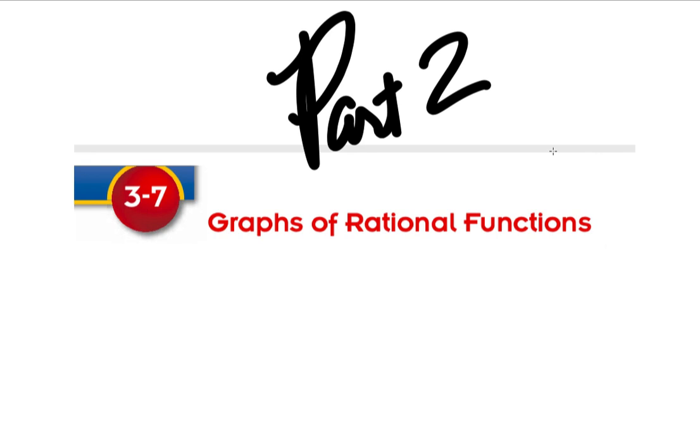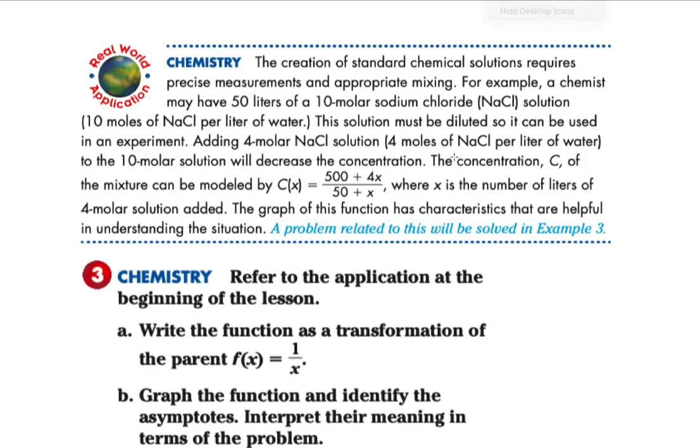As promised, here we are back with part 2 of section 3.7, graphs of rational functions. So we left off at example 3, which had to do with this original problem that we started off the chapter with. And so I'll read it to you.